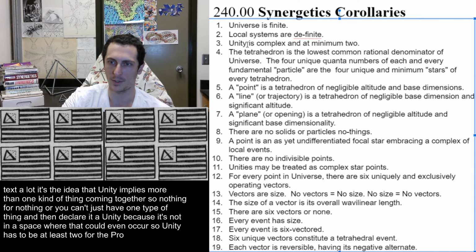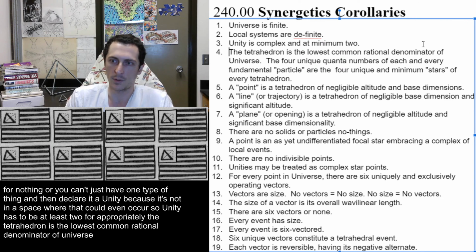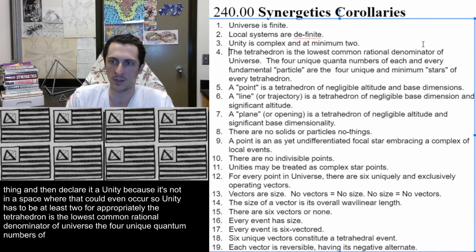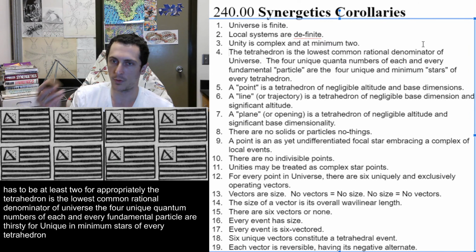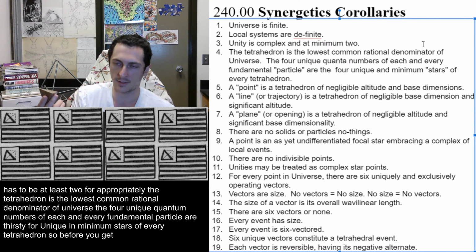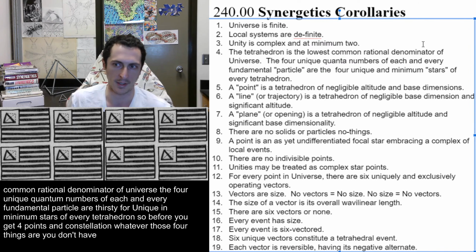4, appropriately. The tetrahedron is the lowest common rational denominator of universe. The 4 unique quantum numbers of each and every fundamental particle are the 4 unique and minimum stars of every tetrahedron. So before you get 4 points in constellation, whatever those 4 things are, you don't have an enclosed space.